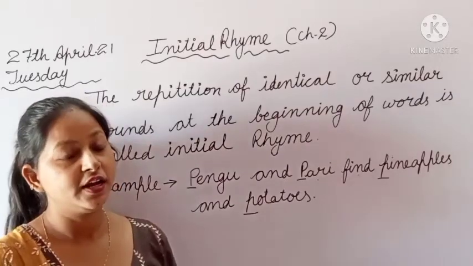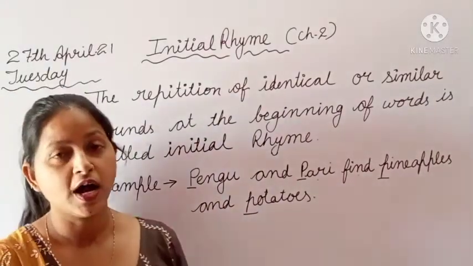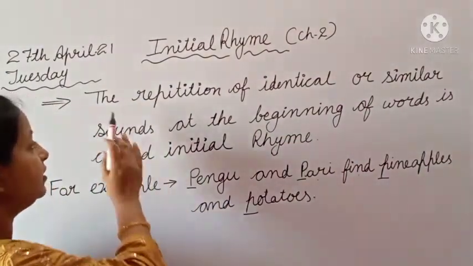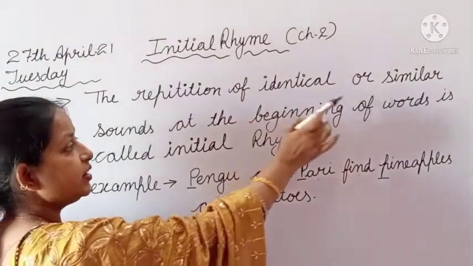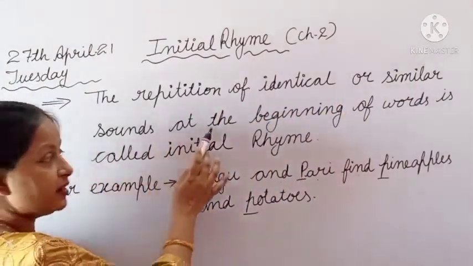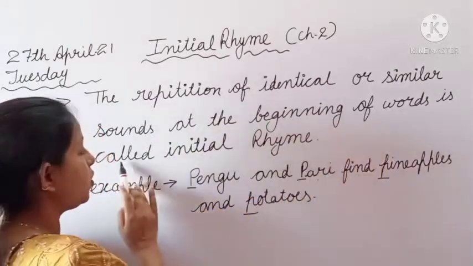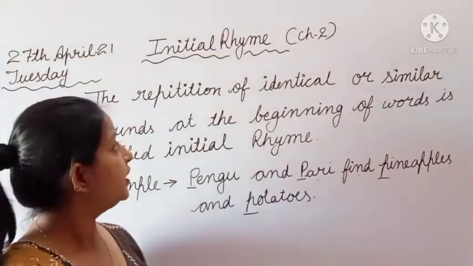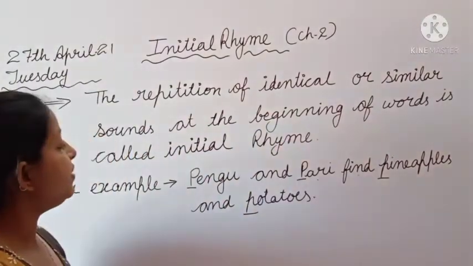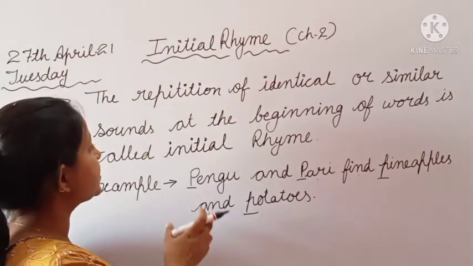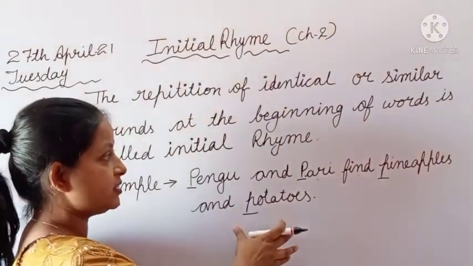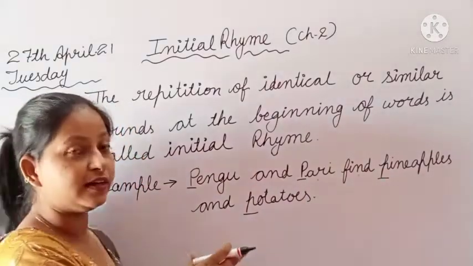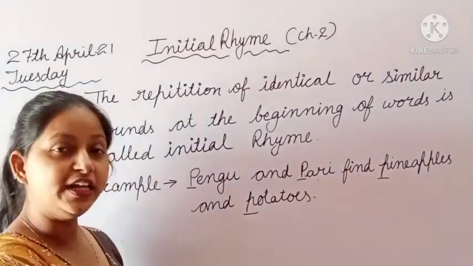Okay students, here I want to tell you that the repetition of identical or similar sounds at the beginning of words is called initial rhyme. What is the meaning of this initial rhyme? When we have a similar sound in the words of the sentence, then it will be an initial rhyme.